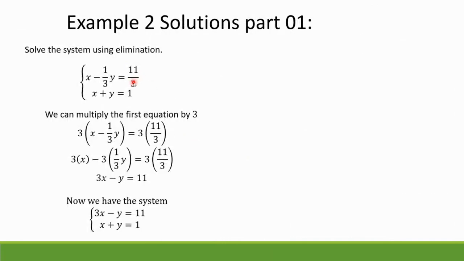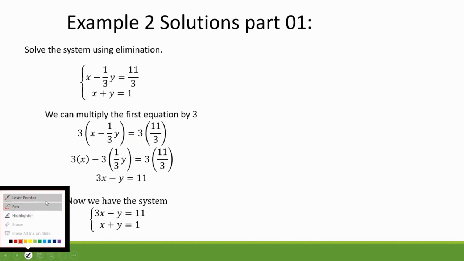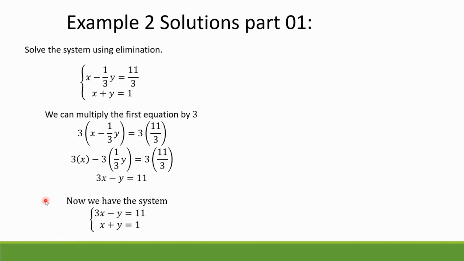What we can do is multiply both sides by that denominator. It's just like the previous system, except instead of 7, you have 3. You want to eliminate, so you multiply by a common denominator. So the first equation, we're going to multiply both sides by 3. And it distributes, so we get 3x minus 3 times 1 over 3 times y equals 3 times 11 over 3.